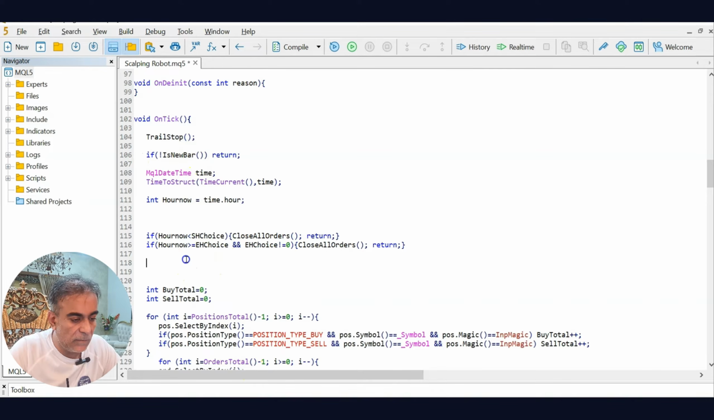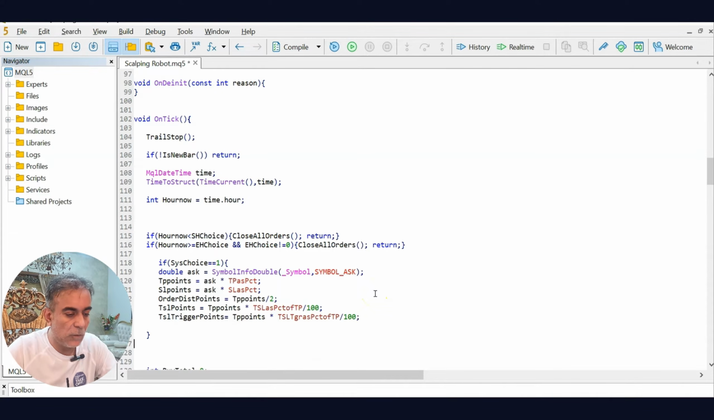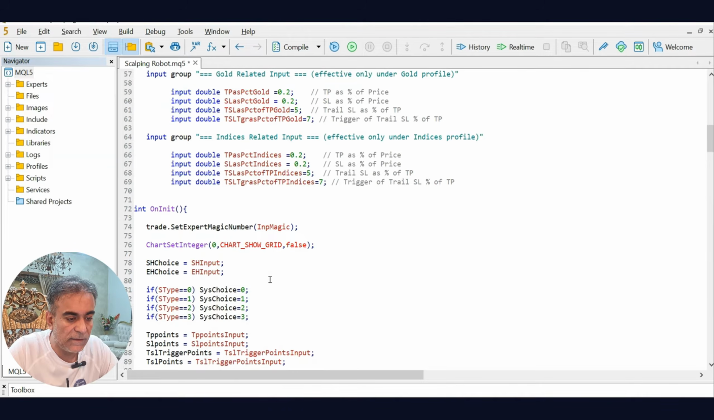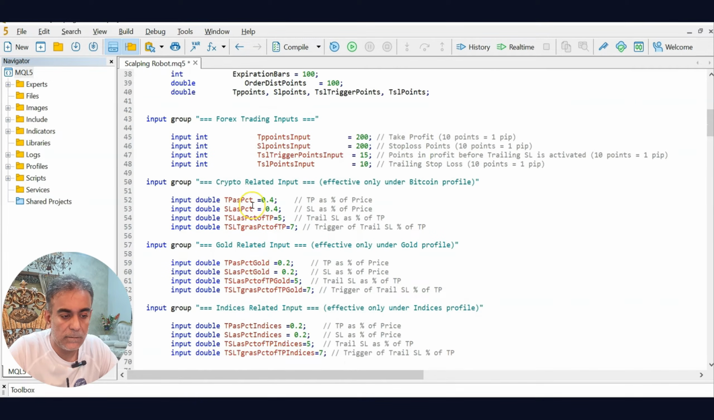So when we come down here, once we have assigned the trading hours, then we can simply say that if the system choice is 1, which is our Bitcoin profile, let's get the ask value by using the function SymbolInfoDouble, sending the value of the current chart symbol and asking for the ask price. And then we'll use that ask price as the market price. Then the TP point is going to be the ask price multiplied by whatever TP as a percentage the user has defined here for Bitcoin.